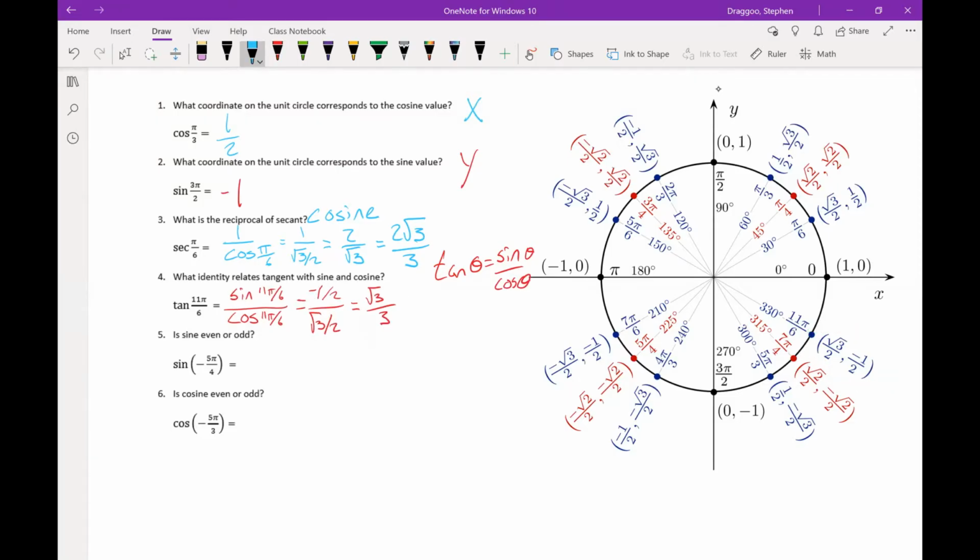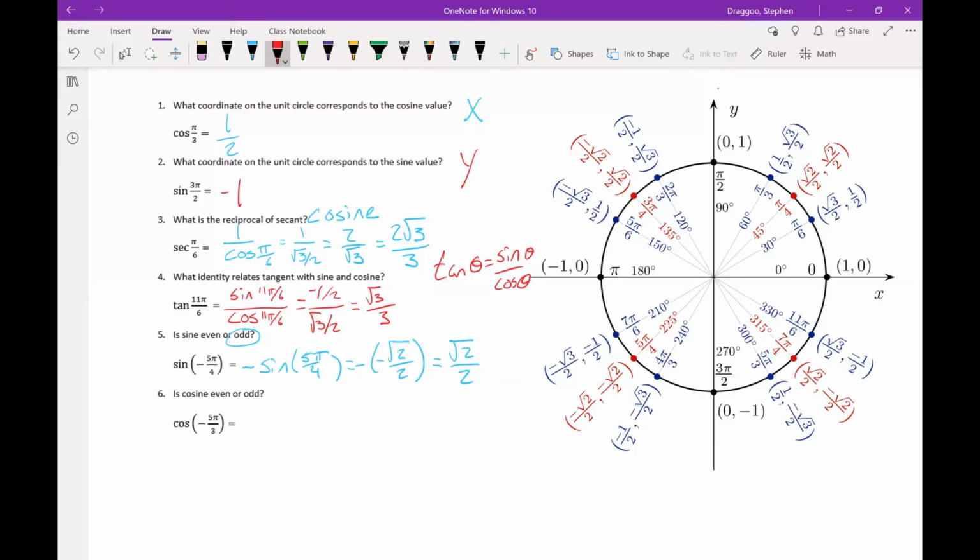Problem 5, is sine even or odd? Well, from the chart above, we know that sine is an odd function, meaning that sine of -5 pi over 4 is equal to negative sine of positive 5 pi over 4. So again, we'll go grab the y value, but for 5 pi over 4, that y value is negative root 2 over 2. So we're looking at negative root 2 over 2, which simplifies to positive root 2 over 2.